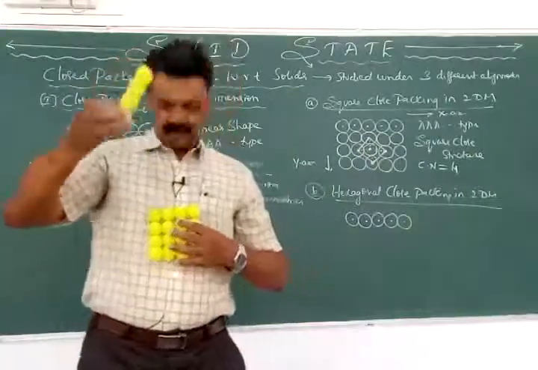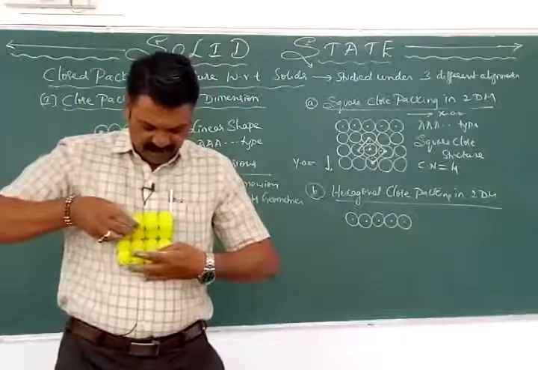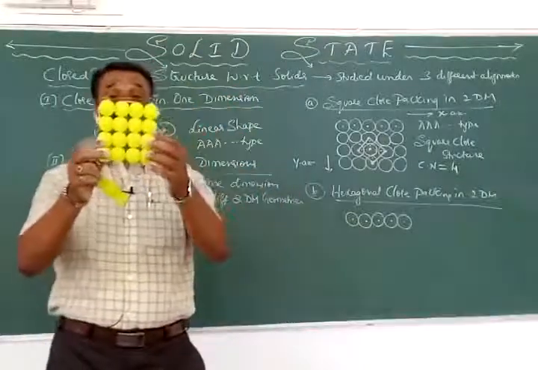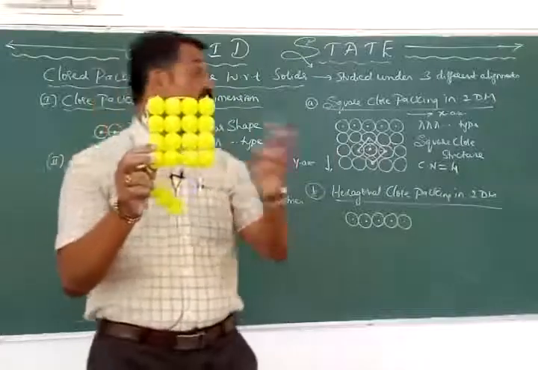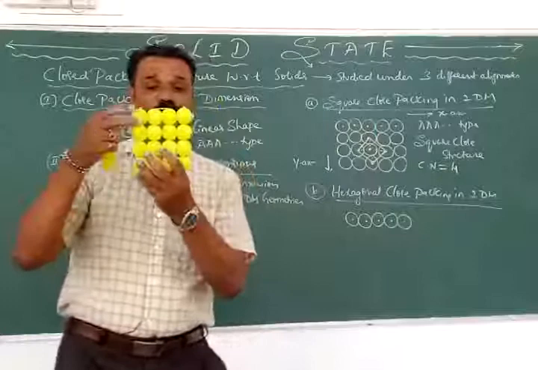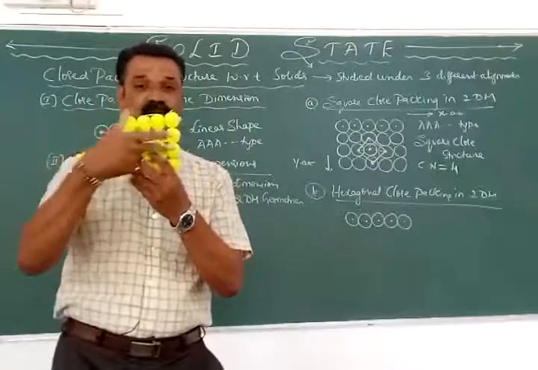This is first one dimensional. If I put another one, what is this? This is called the square close packing, with respect to what dimension here? It is the 2 dimension. Can I say that the first layer is quite similar to the second, and the second is quite similar to the third?